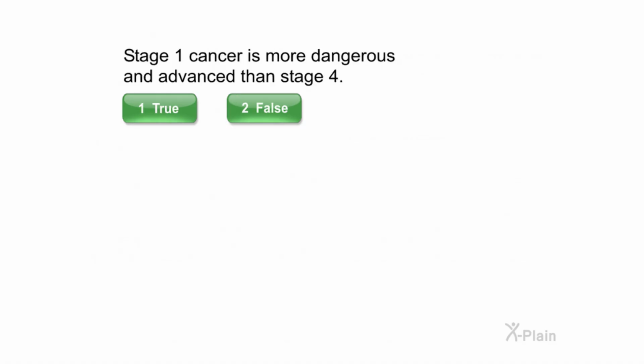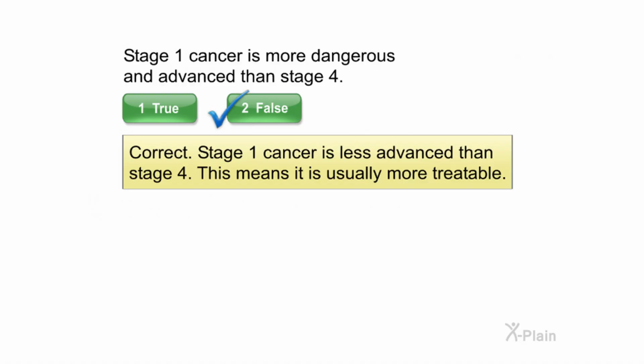Stage 1 cancer is more dangerous and advanced than Stage 4. Select true or false. Correct. Stage 1 cancer is less advanced than Stage 4. This means it is usually more treatable.